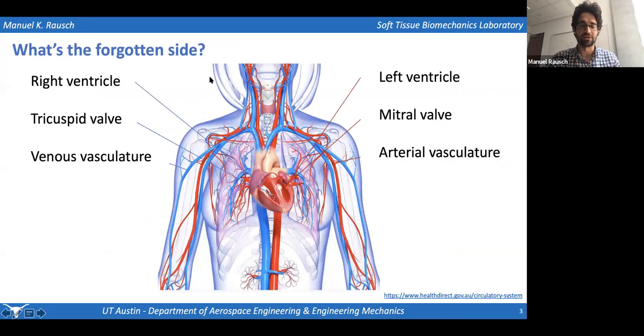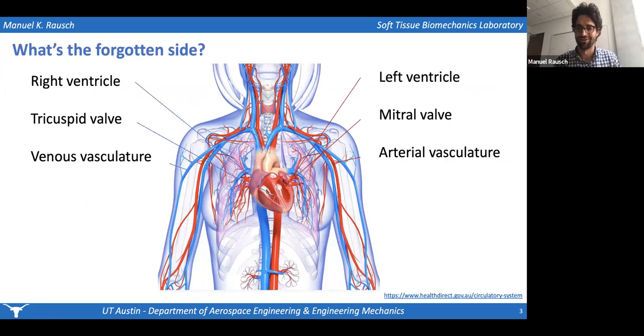My specific focus has been recently on the forgotten side. And so that's in the title of my slide, and you may be wondering what this means. Specifically, when I talk about the forgotten side, I talk about the right side of our cardiovascular system. Generally speaking, when you hear about the cardiovascular system, you hear about the heart valves and our vessels. And generally speaking, they're divided into two sides.